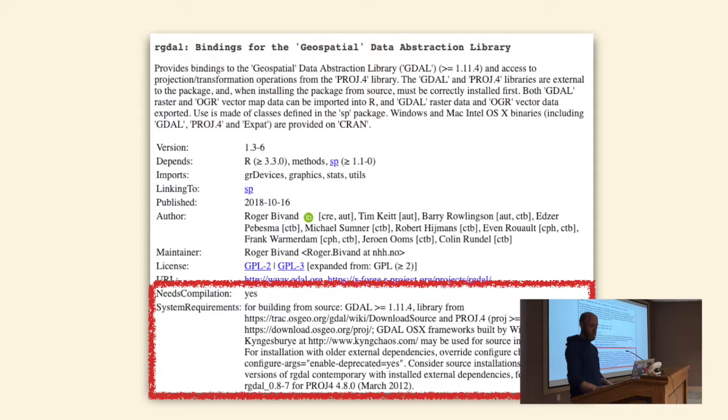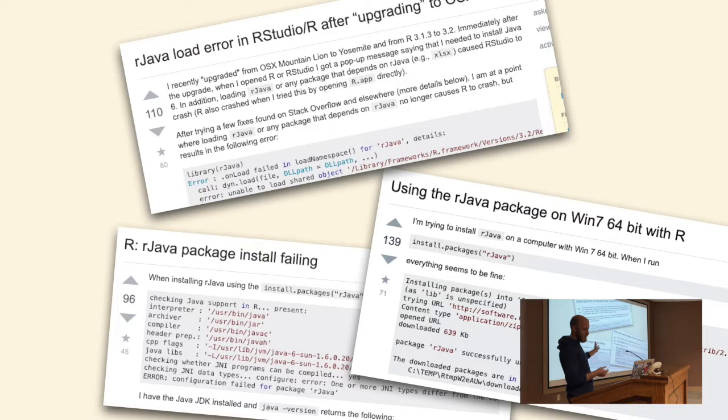Another example is the rJava package. These are three separate Stack Overflow threads of people trying to install or use the rJava package on macOS, Linux, and Windows. So clearly rJava is much more difficult. rJava is sort of a special case, but it's much more difficult to install and use than most other packages on CRAN. So we shouldn't really treat rJava and other packages the same in this respect.